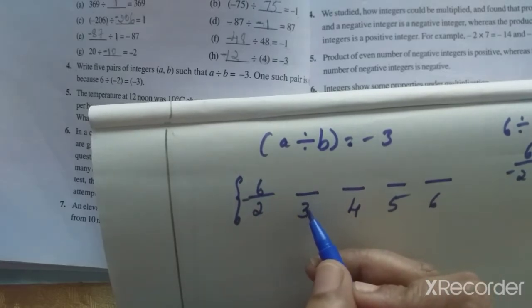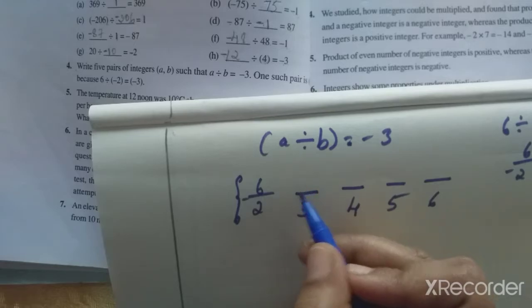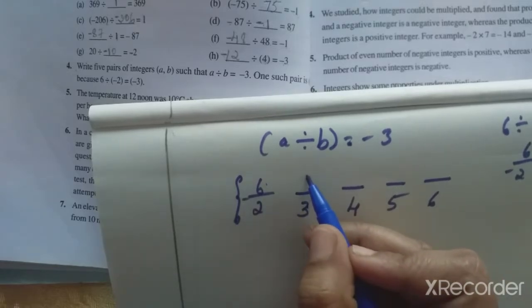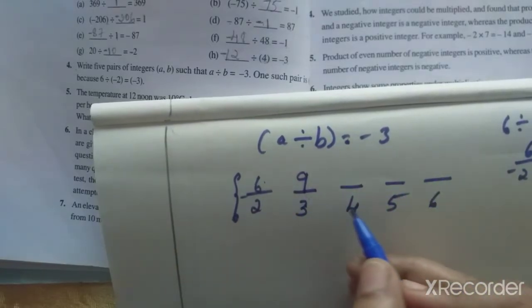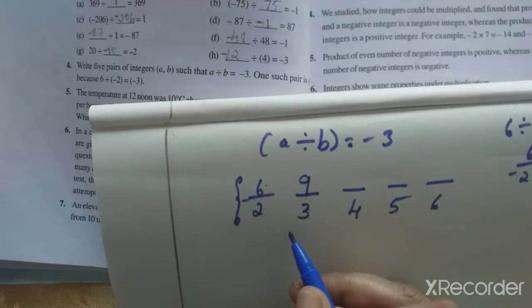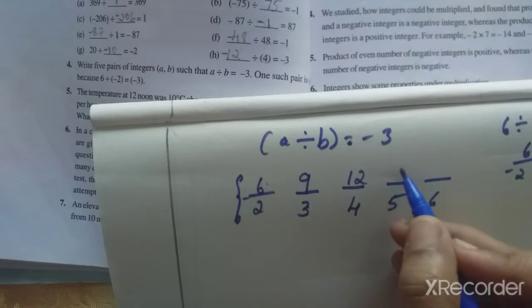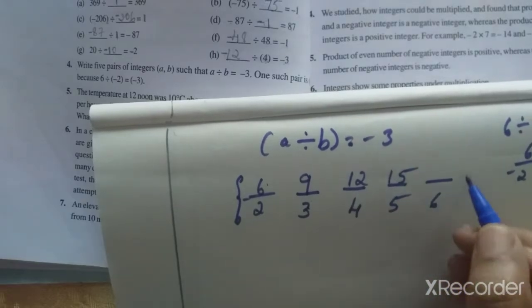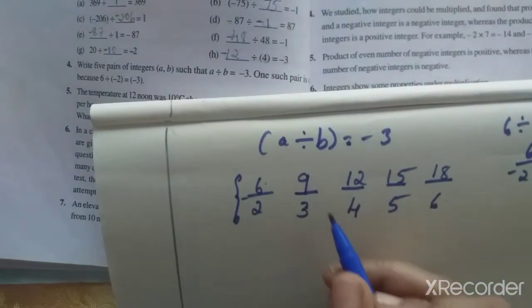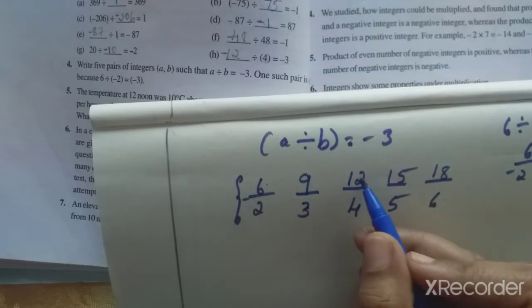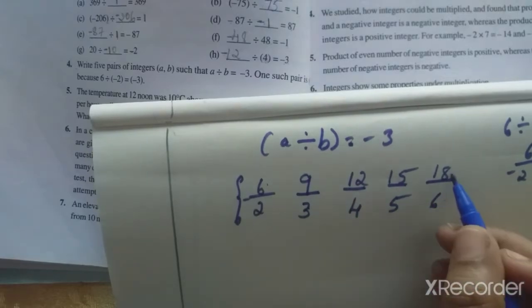So here we can try 3. 2 threes are 6. 3 threes are 9. Multiply the new denominator with the number 3. 3 threes are 9. 4 threes are 12. 5 threes are 15. 6 threes are 18.